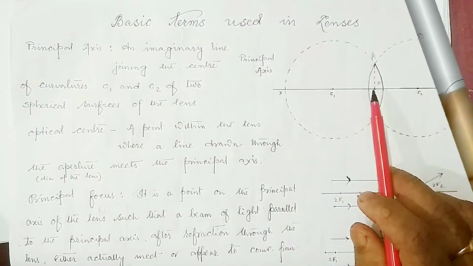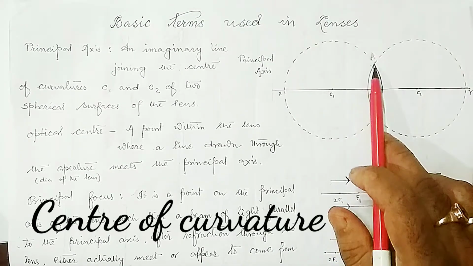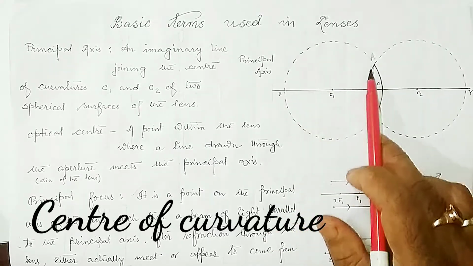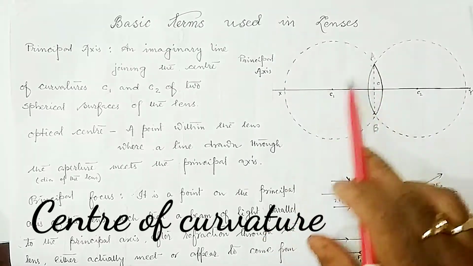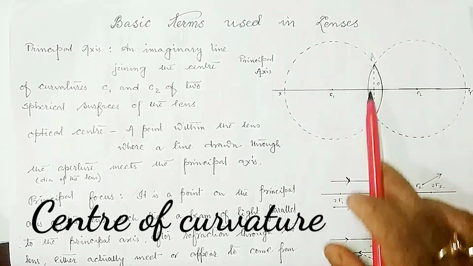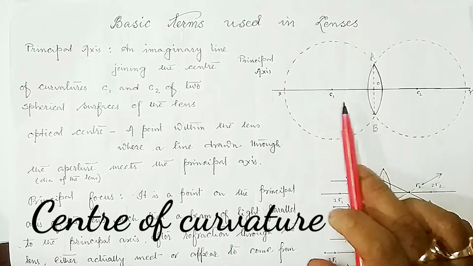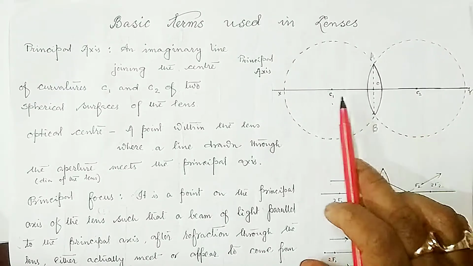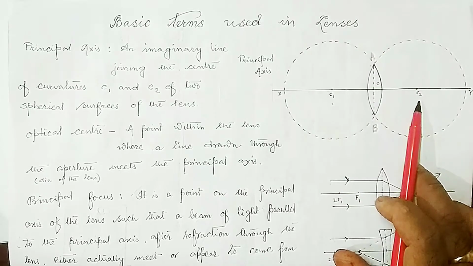Now I will discuss some basic terms used in lenses. Suppose this is a convex lens. Considering this surface, I can imagine one sphere, and considering this surface, I can imagine another sphere. Now you can see for this sphere, this is the center, and for the second sphere, this is the center. I have named these C1 and C2. These two points are known as the centers of curvature. So here C1 is the first center of curvature, and this one is the second center of curvature.